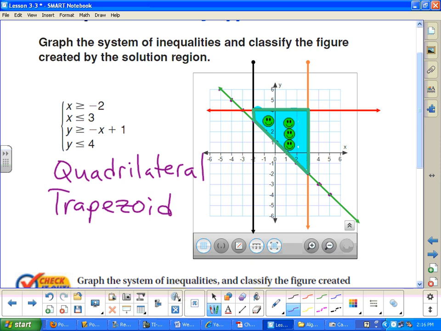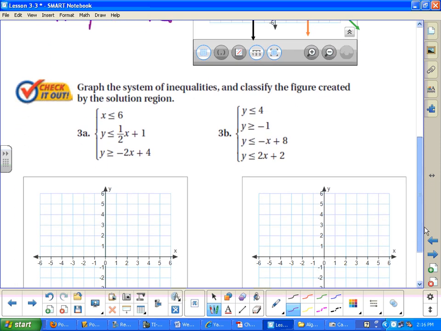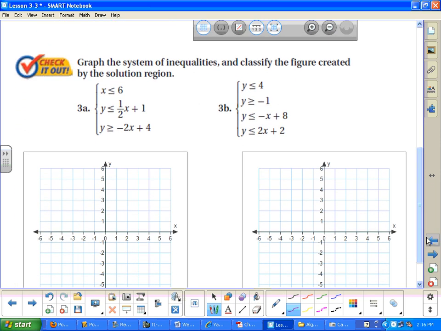Yeah. Okay, all right. So which one do you want to do? A or B? B. All right. Okay, do B.